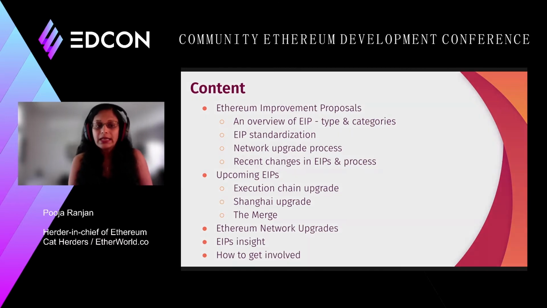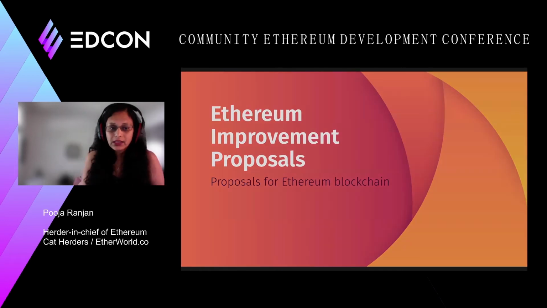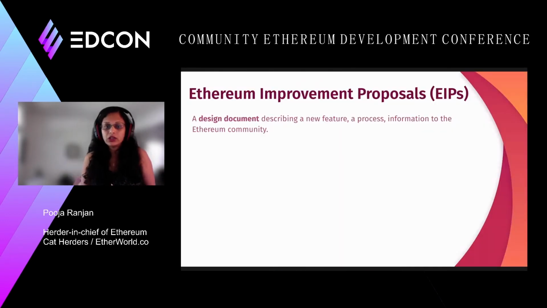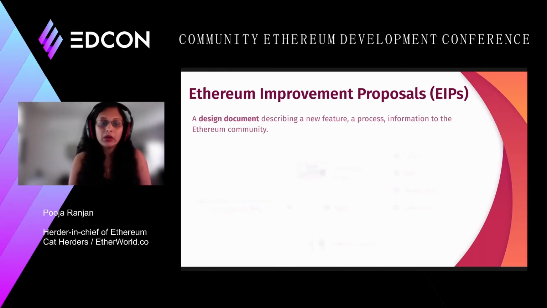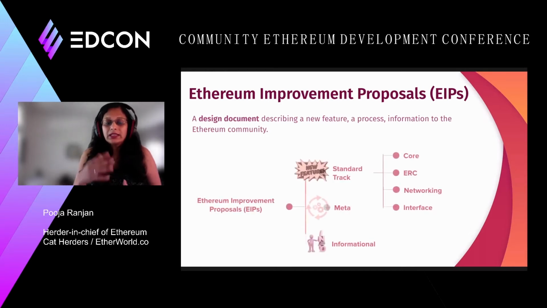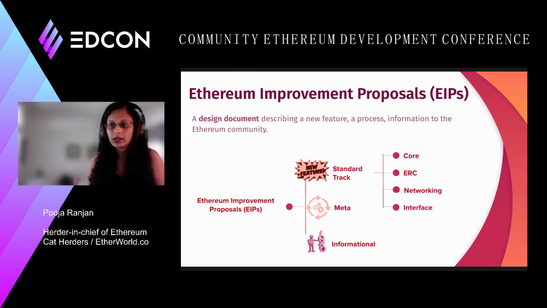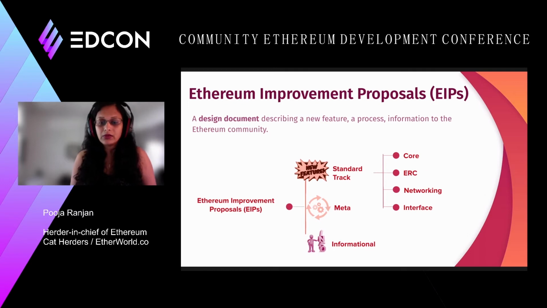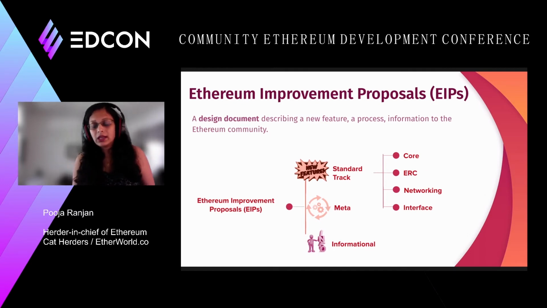So first, what are Ethereum Improvement Proposals? These are basically design documents that describe a new feature, a process, or information that the community might be looking for. They are divided into three different types: standard track, meta, and informational. Informational, by name, is meant to provide information around what's going on in the ecosystem. Meta is something that defines or governs the process. And standard track is something that we will see quite often.